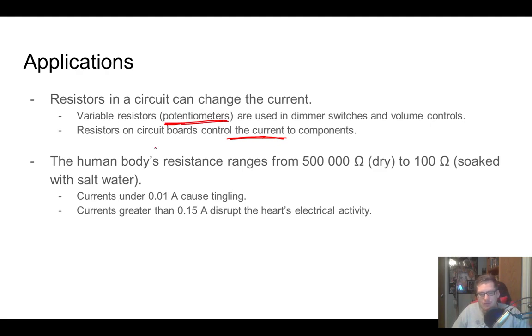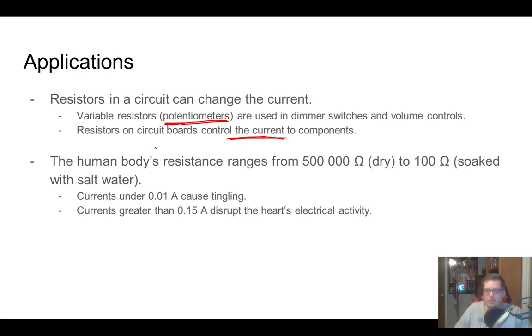All right, and they're used in a couple of applications: dimmer switches and volume control. If you have a little dimmer slider in your house, essentially what that's doing is using a potentiometer to change the resistance of the wire the current is passing through before it goes to the light. When it's really dim, you've got really, really high resistance, and when it's really bright, you have low resistance.